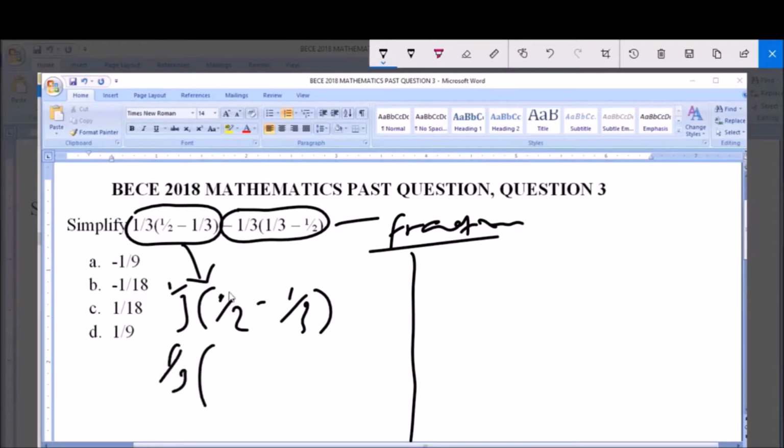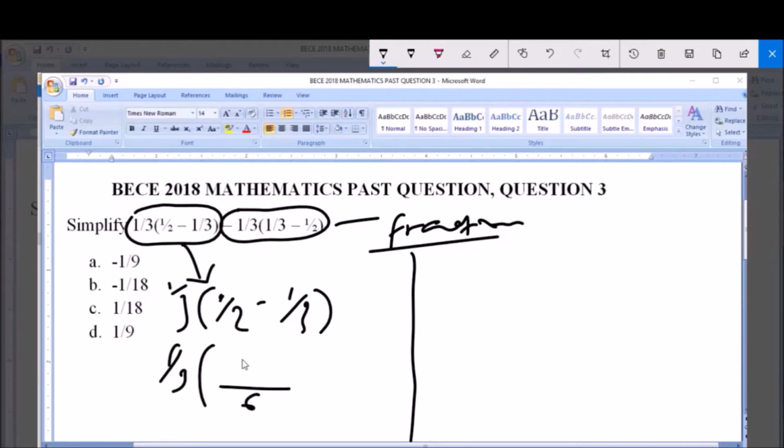In the bracket we have 1 over 2 minus 1 over 3, and for us to carry out our subtraction of fractions, we must look for an LCM, that is the lowest common multiple of the denominators. The lowest common multiple of 2 and 3 will be 6. 2 times 3 will give us 6, so the lowest common multiple of 2 and 3 is 6. So therefore we have 6. And so we say 2 in 6 will give us what? Will give us 3. That is 6 divided by 2 will give us 3.